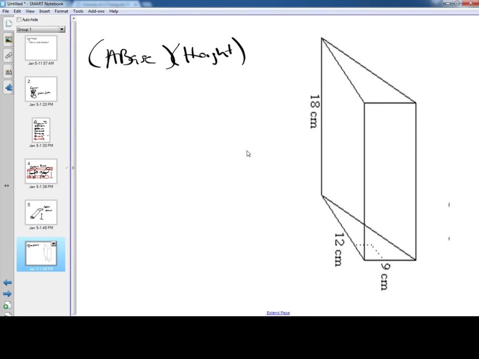Well, the base is a triangle, so I'm going to have to pretend this could be my base, that could be my height, because, hey, it's a 90-degree triangle. So, 12 times 9 divided by 2. 2 goes into 12 6 times. 6 times 9 is? 54. So that's the area of the base, multiplied by the height of 18. Awesome. 972.